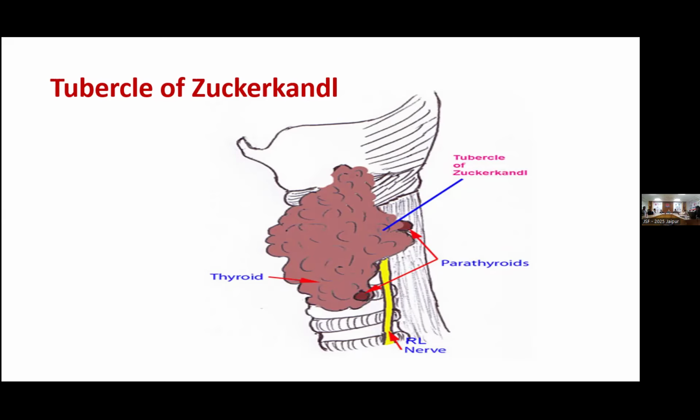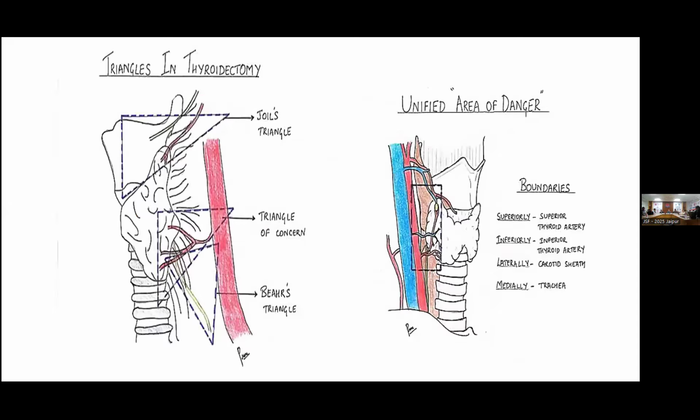So more of a tongue twister rather than a true friend. Coming to the triangles, I am also not a big fan of remembering all those triangles there. If I start taking the classes, it will be almost half an hour for that only. For the recurrent laryngeal nerve, it's Beahrs' triangle, Lore's and Simon's triangle. For the superior laryngeal nerve, it's the Joll's triangle.